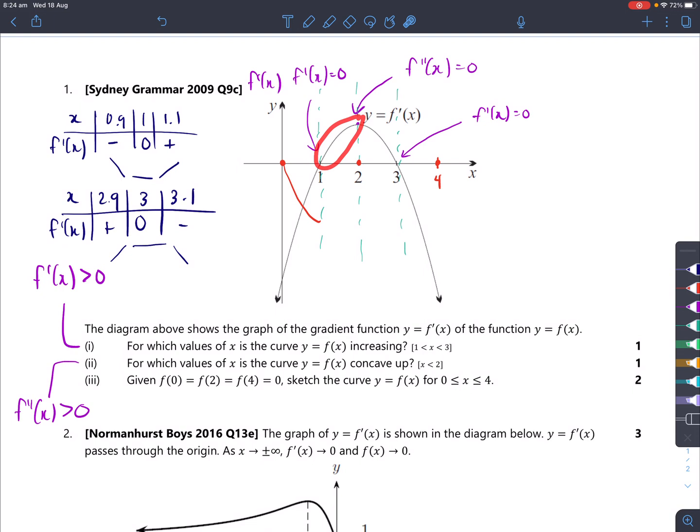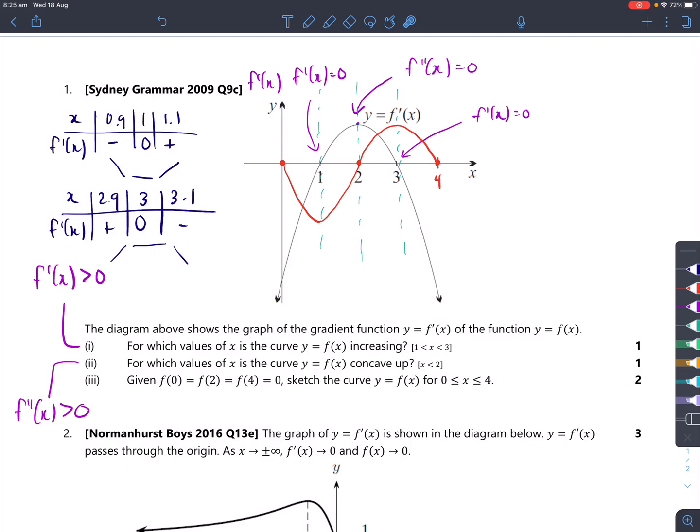Now, over here, we've got positive f dash x values. That means we're going upwards. Over here, we've got f double dash x equal to 0. So that means we're going to create a point of inflection. Over here, we've got f dash x equal to 0. So we have to draw a stationary point along this line and then go down like that and end up at 4, 0. And that's how you do part 3.